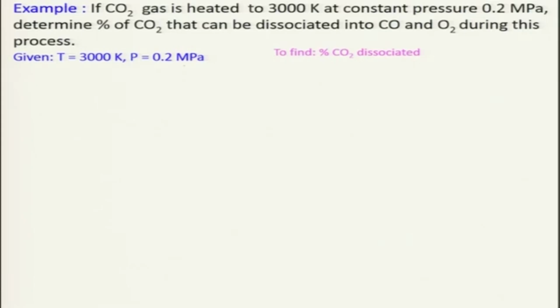We need to find the percentage of carbon dioxide dissociated during this reaction, and the reaction is carbon dioxide going to the products carbon monoxide and oxygen. In this case the stoichiometric coefficient is 1 for carbon dioxide, 1 for carbon monoxide, and for oxygen it is half.